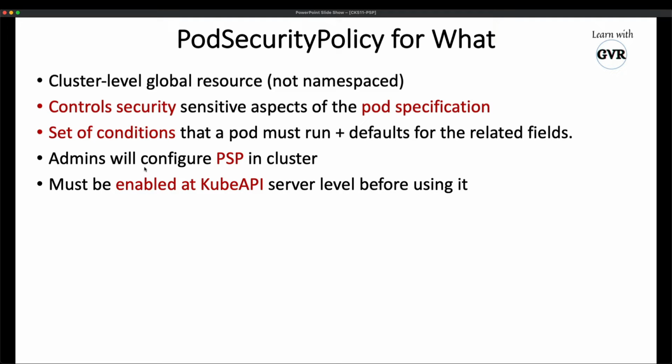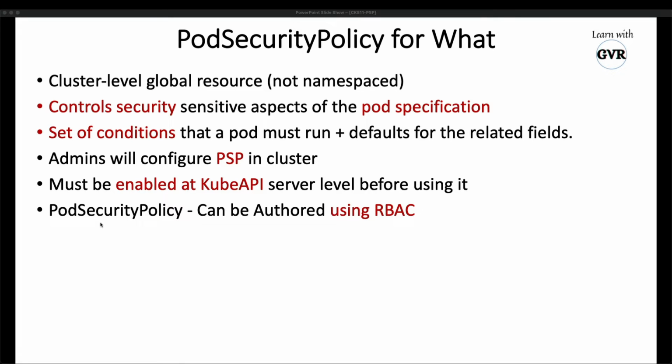If you want to use pod security policy, the first step is you have to enable it at the kube API server level before using it, right? How to enable that, I will show. Next, pod security policy can be authorized using RBAC. Means if you want to apply a pod security policy, that will be achieved by using RBAC. That is the only way you can achieve it. How? We will see in the next slide. First of all, we'll try to understand what this pod security policy is. So let's go to the next slide.